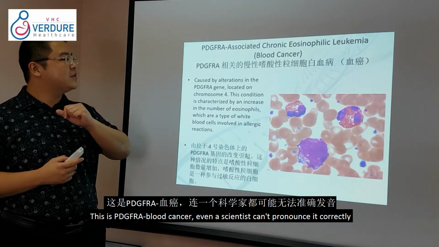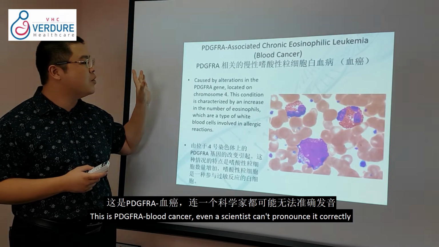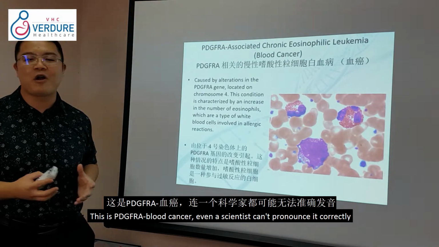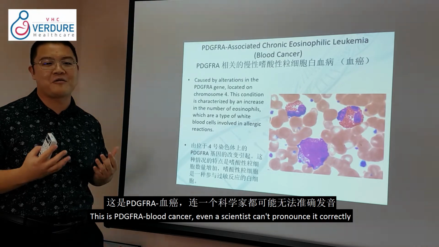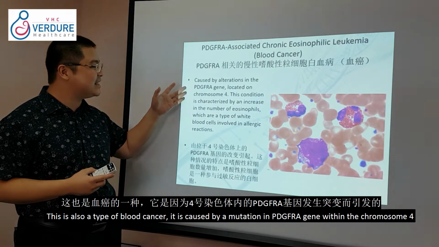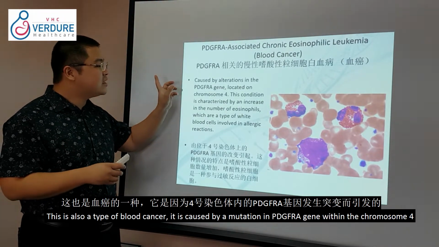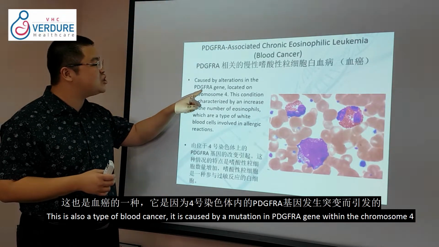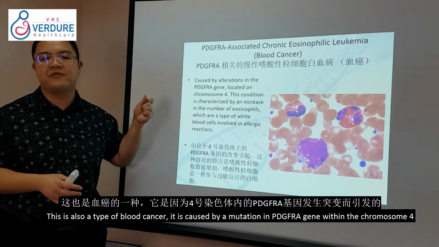Right, so this one, you don't really have to remember the name of it, this is the PDGFRA blood cancer. That's how we call it. Even sometimes us scientists, we can't pronounce it correctly. I have to admit that. This particular blood cancer, also a type of blood cancer, is caused by a mutation or an alteration in the PDGFRA gene within chromosome 4.